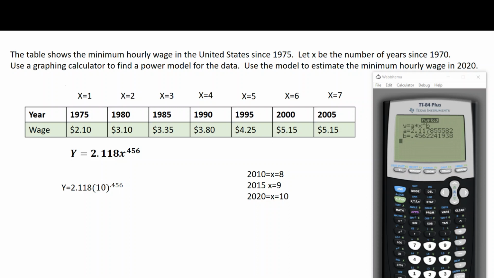And when we actually put that in our calculator, 2.118 times 10 to the 0.456, enter, we get 6.05. So in 2020, if the trend follows as it was, the average minimum wage is going to be $6.05. So I hope you understand that, and I'll see you next time. Bye.